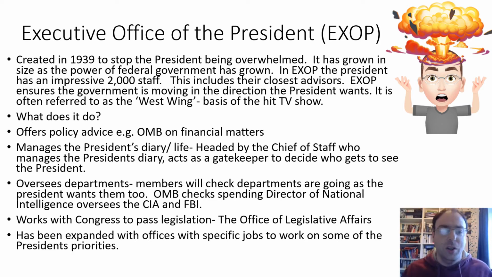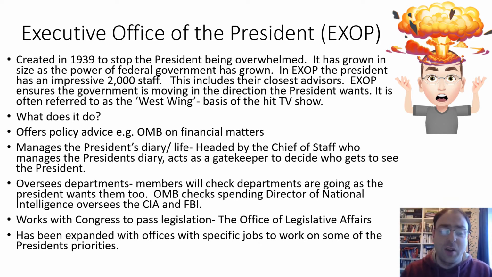So, what does it do? It does a whole range of different things. It offers policy advice to the president. So, for example, the OMB will give the president advice on financial matters. The NSC will give him advice on security matters. The White House Office, a key part of EXOP, manages the president's diaries, headed by the chief of staff, who manages what the president does each day, and is a gatekeeper to make sure only the right people get to talk to the president. And often they can be seen as fairly controlling and overbearing, and as having almost seemingly as much power as the president themselves.